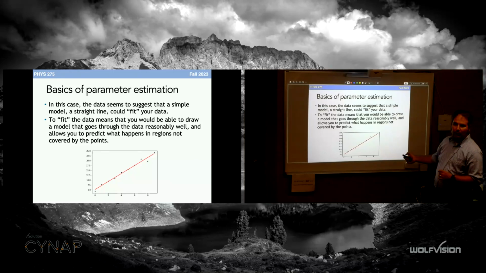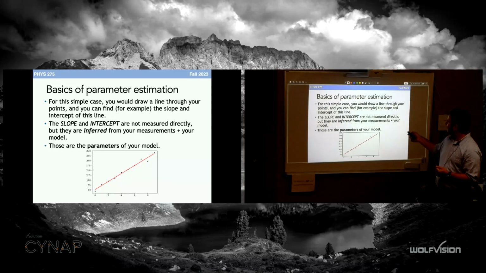So how would you do that by eye? Going through all the points is not ideal, though it hits every point. It's good in the middle. The distance between the points and the model is minimized. Yes, that is the key thing. That's what your eye is already doing. For this simple case, you would draw a line through all the points, and you can find, for example, the slope and the intercept. So here's the intercept, and we have the slope. The slope and the intercept are not measured directly. We are inferring them from all the points combined. These are the parameters of your model.